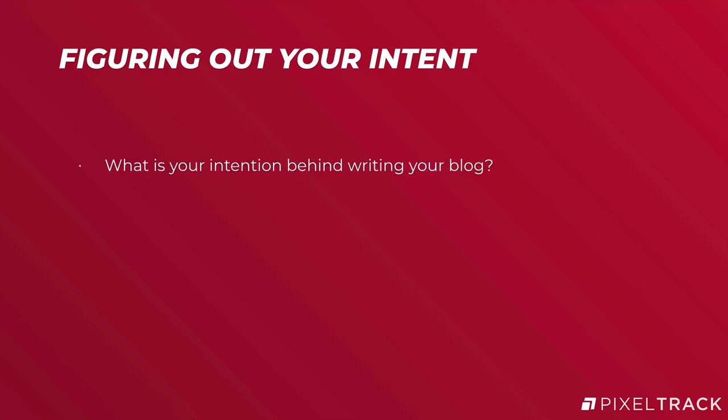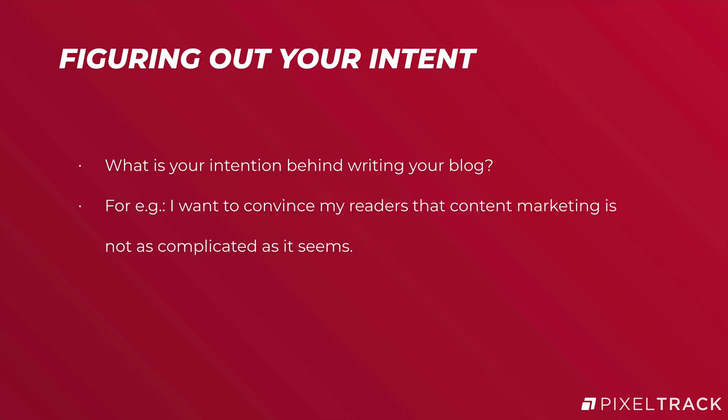So the first thing you need to understand is the intention behind writing your blog. You can do this exercise for your entire blog before you start off, and you should be doing it along with me right now. And I would strongly suggest that you do it for every blog post that you write, so that you have a very clear understanding of what you're trying to do. I'm going to give you an example. The intention behind my blog is that I want to convince my readers that content marketing is not as complicated as it seems. And this is my intention behind writing my blog.